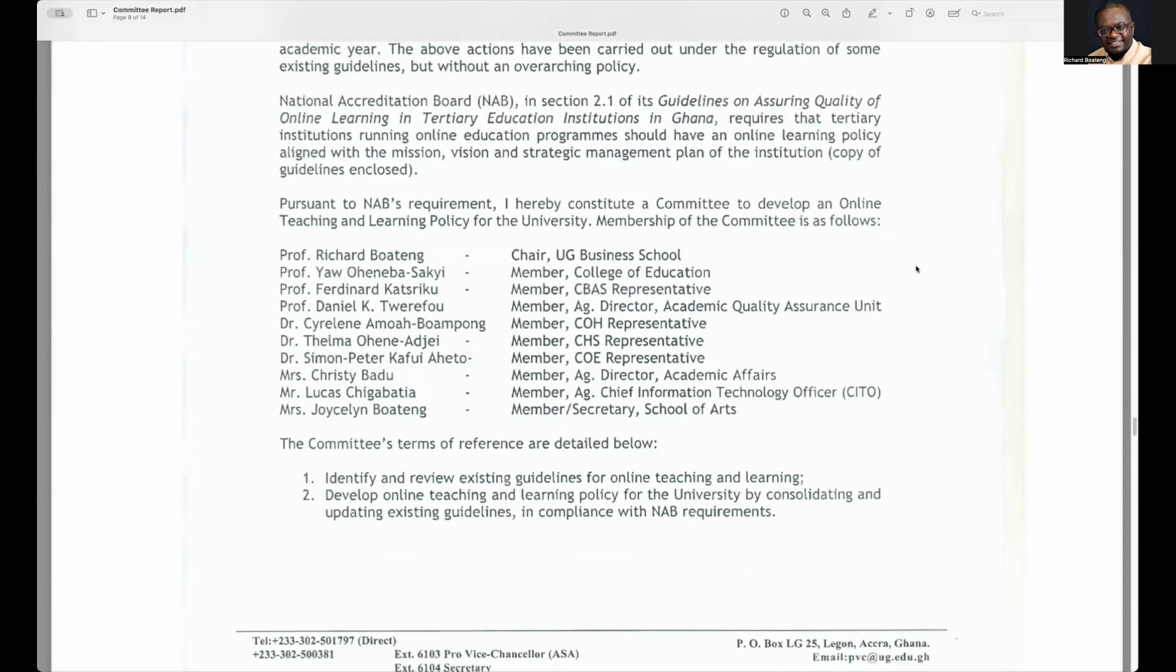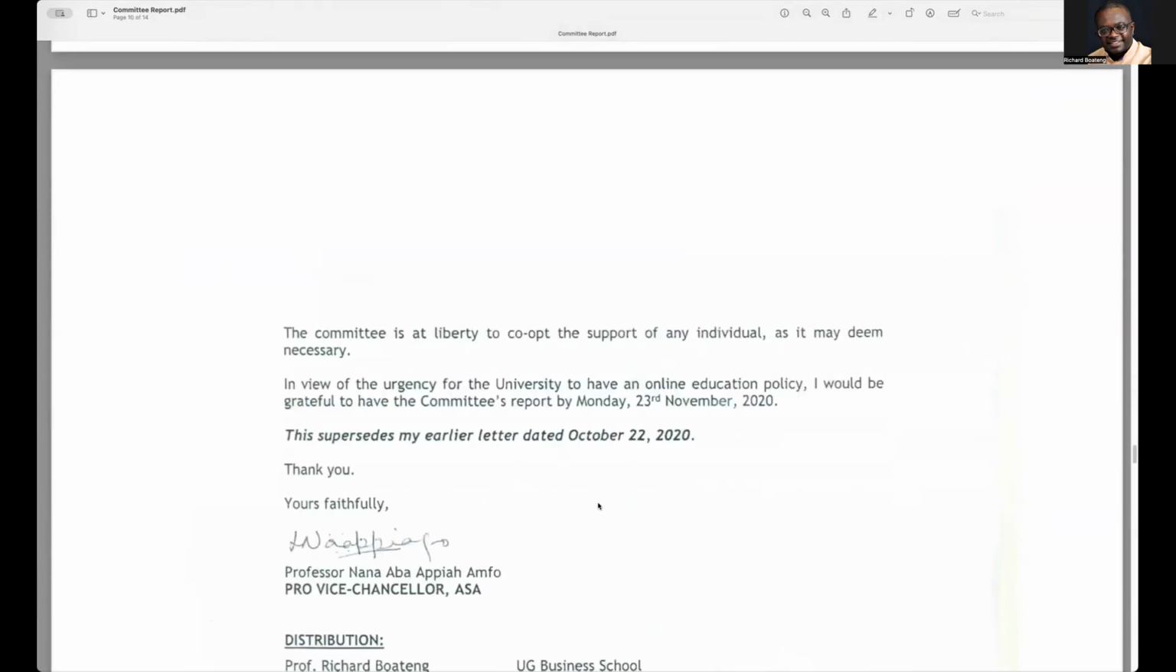The terms of reference: to identify and review all existing guidelines. They didn't say policy because they knew that we don't have a policy. We have just got some guidelines to guide us to teach online, pockets of online things that we have been doing on our own. Then develop an online teaching and learning policy. Please, emphasis on the word policy, by consolidating and updating existing guidelines in compliance with NAB requirements.